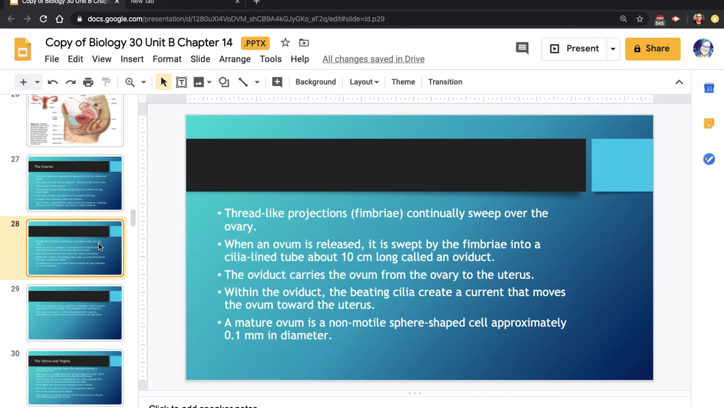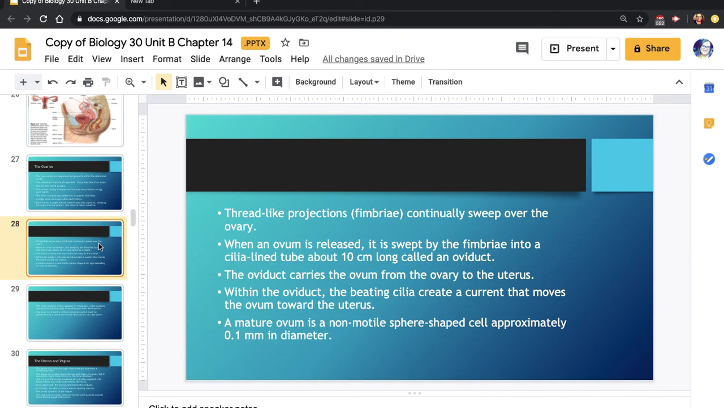The fimbriae, which are those thread-like projections, are the ones that sweep over the ovary to help move the ovum out. It's swept by the fimbriae into the oviduct. Okay, so the oviducts are only about 10 centimeters long, and that's where the egg will go out into.